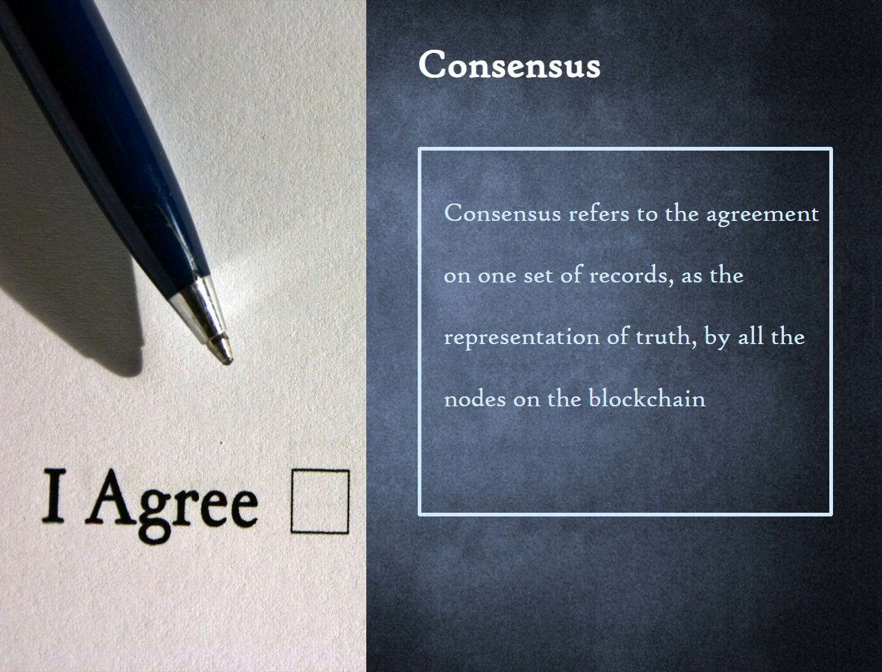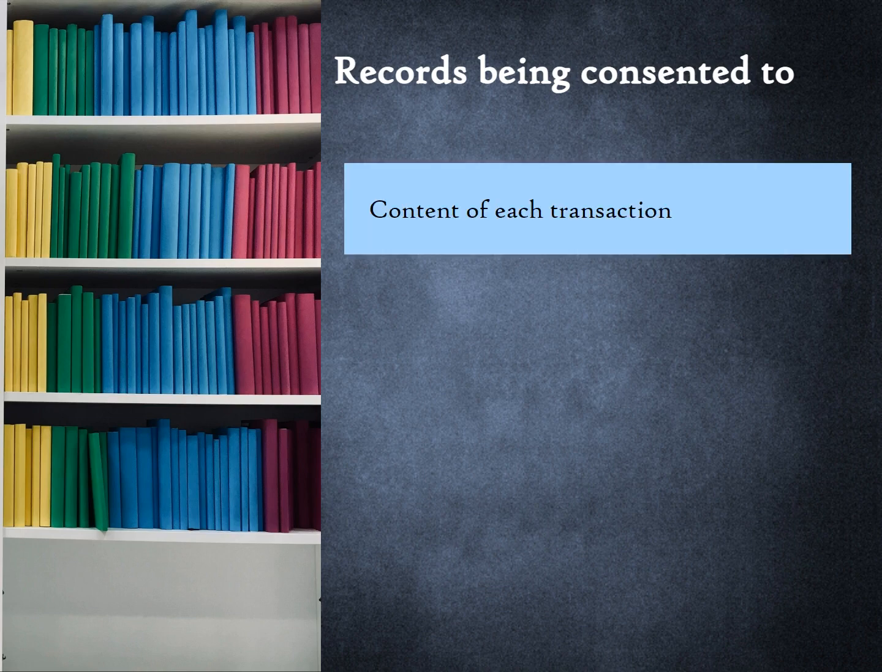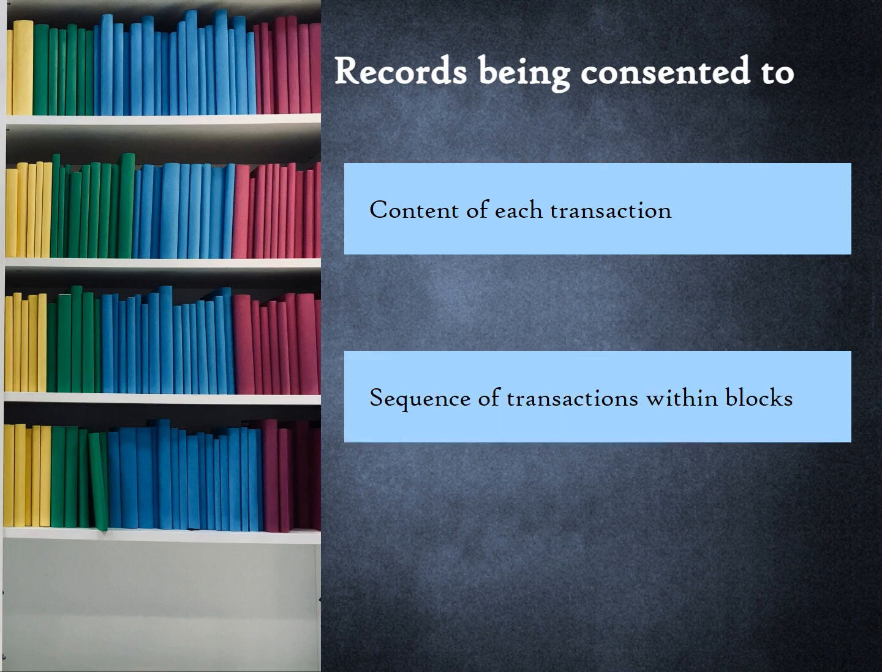If you calculated the Bitcoin balance of any address, you should get the same answer no matter which node you looked at. What data record, specifically, is being consented to? First, all nodes agree to the content of each transaction. How much was paid? What was the digital signature attached to the payment? Second, is the sequence of transactions within a block.